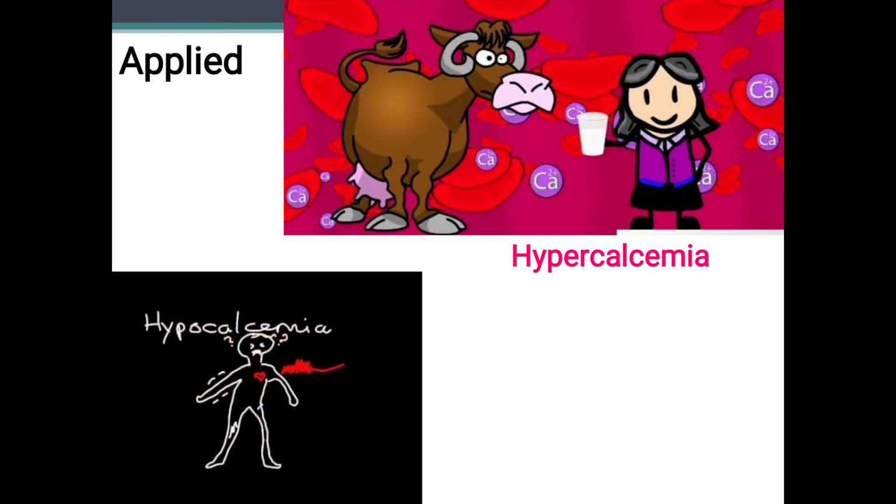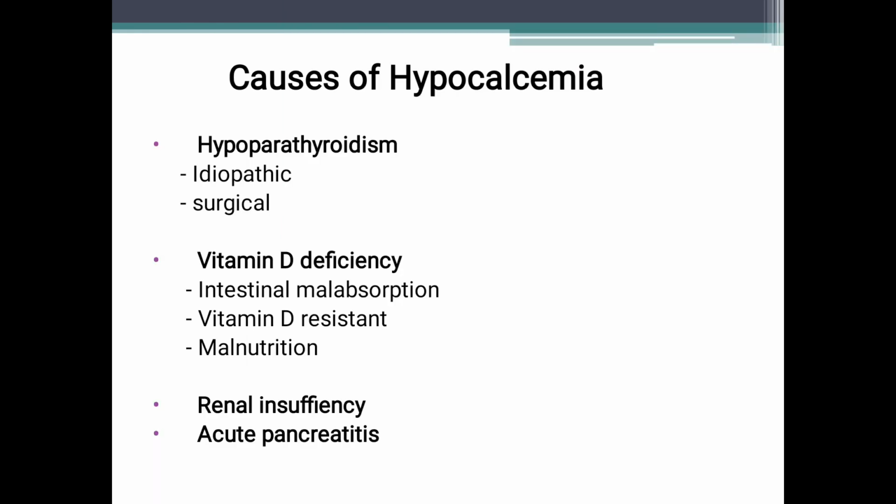Coming to the applied aspect, you have either increased calcium or decreased calcium. An increased calcium level is called hypercalcemia, and a decreased level is called hypocalcemia. First, hypocalcemia. What are the causes of hypocalcemia? Just know the causes: hypoparathyroidism, vitamin D deficiency, renal insufficiency, acute pancreatitis. These are some of the causes of hypocalcemia.